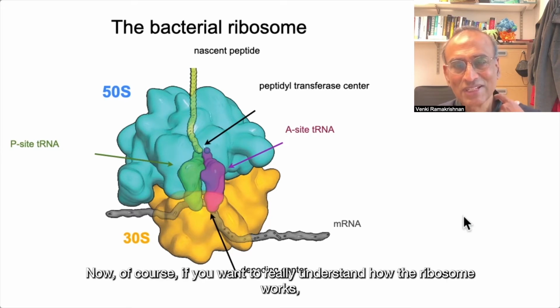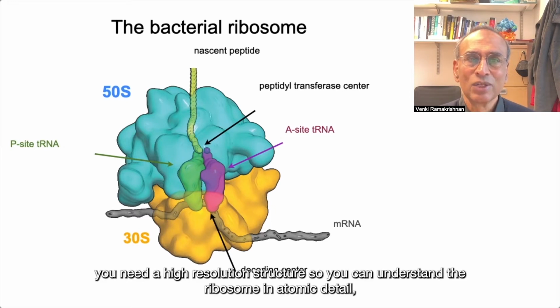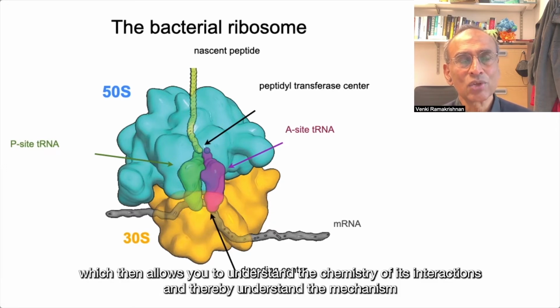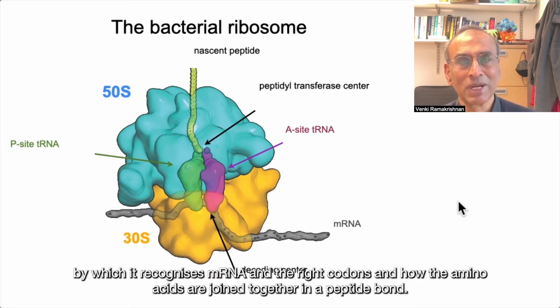Now, of course, if you want to really understand how the ribosome works, you need a high-resolution structure so you can understand the ribosome in atomic detail, which then allows you to understand the chemistry of its interactions and thereby understand the mechanism by which it recognizes mRNA and the right codons and how the amino acids are joined together in a peptide bond.